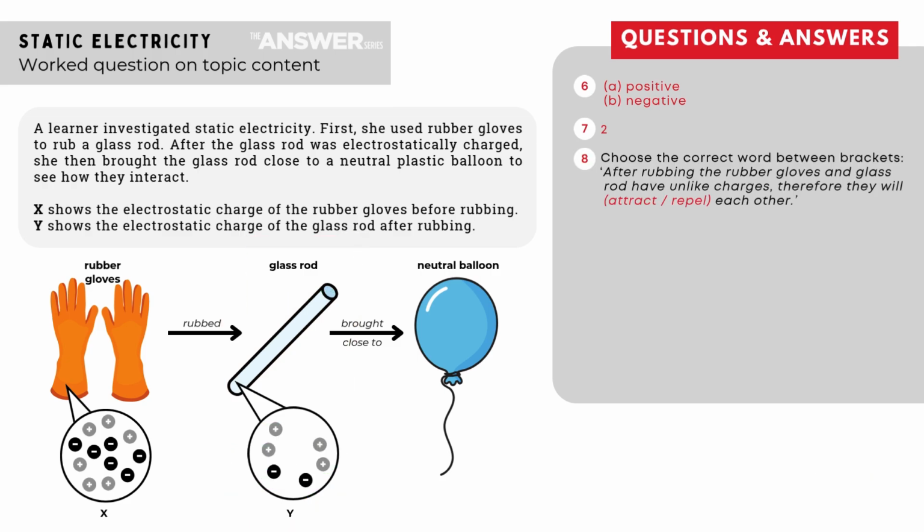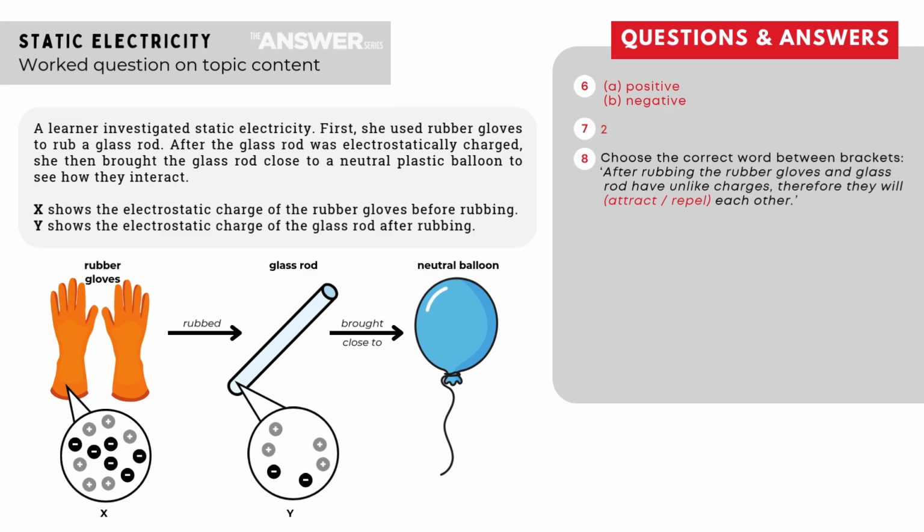Question 8 says to choose the correct word between brackets. After rubbing, the rubber gloves and the glass rod have unlike charges. Therefore, they will attract or repel each other. And this is a very strategic question because it just helps you to confirm your answers in question 6A and B. If you struggled with question 6, here the examiner now tells you that after rubbing, the rubber gloves and the glass rod had unlike charges.